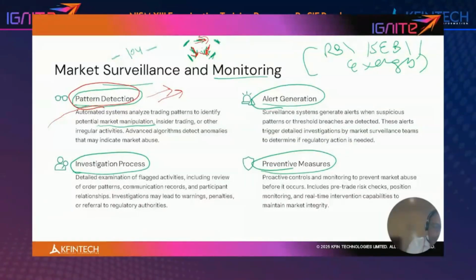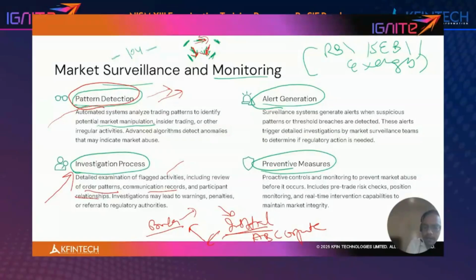A detailed examination of flagged activities, including review of order patterns, what I explained, communication records and participant relationships. There could be a broker and its subsidiary company might be the institutional investor. Say for example, ABC is the broker and ABC also has a sister concern which is ABC Corporate. So there's a material relation between them, and in this investigation process they see whether these parties are related to each other or not. And then the alerts are generated based on the patterns, and limits and proactive controls are applied so that these patterns get detected earlier in the market.